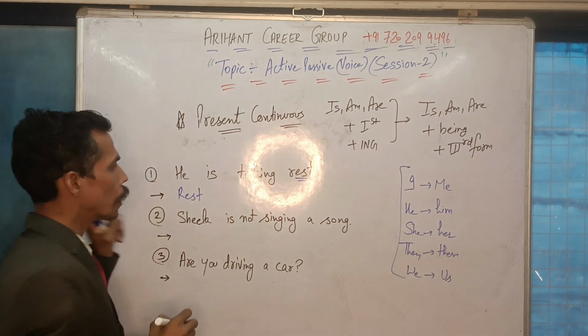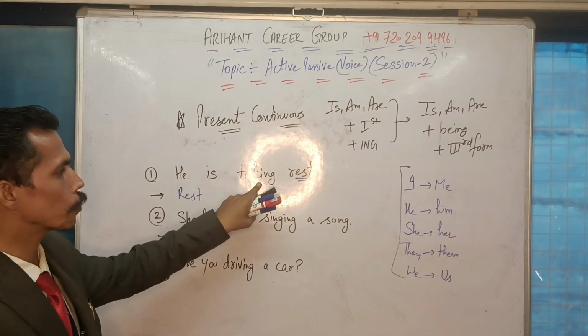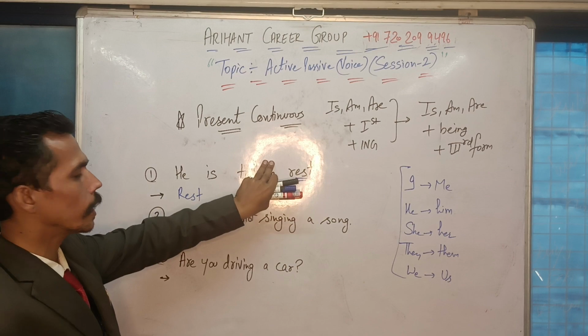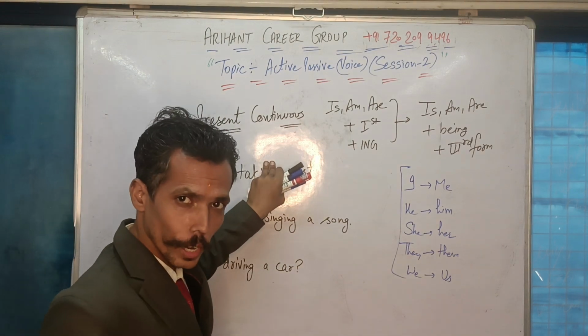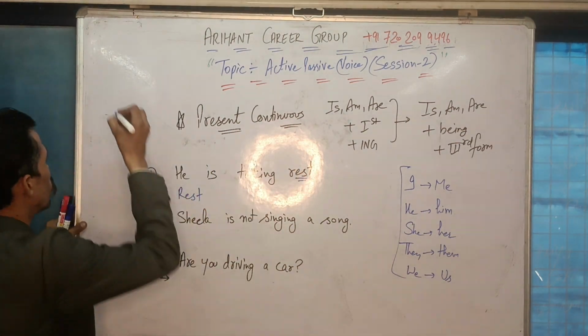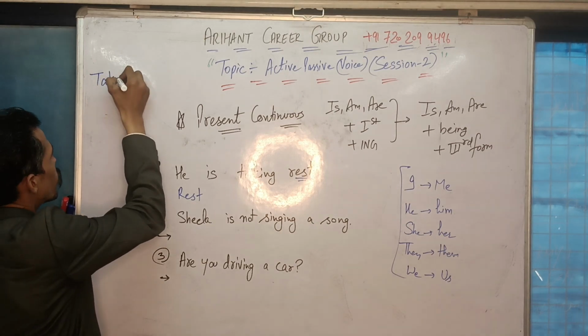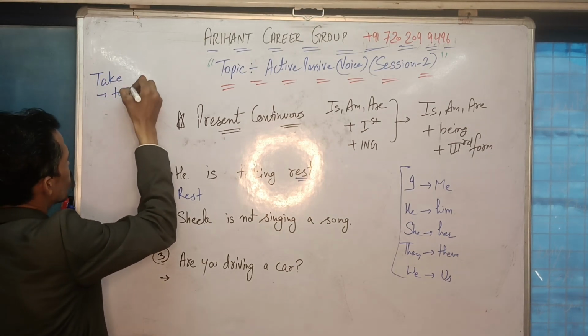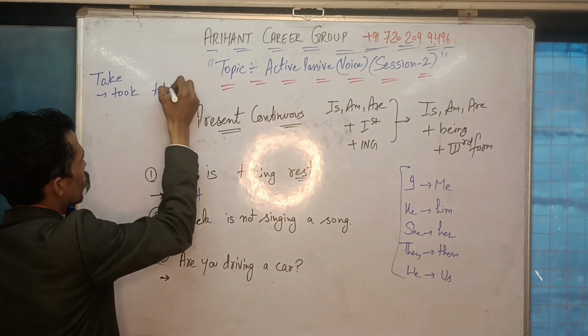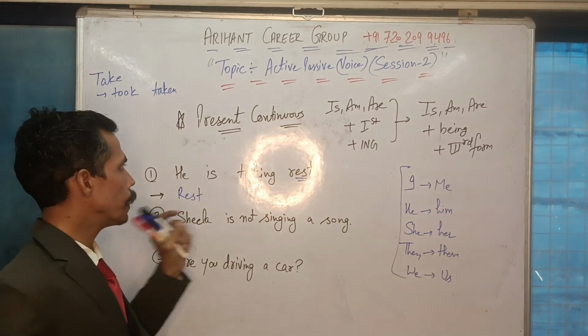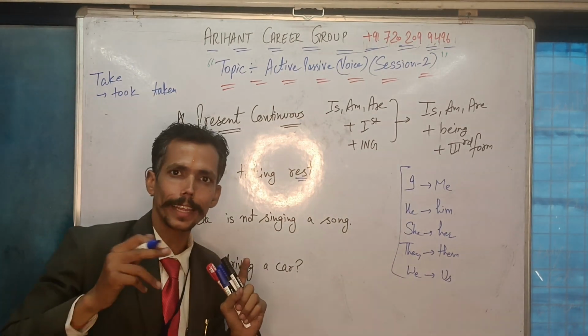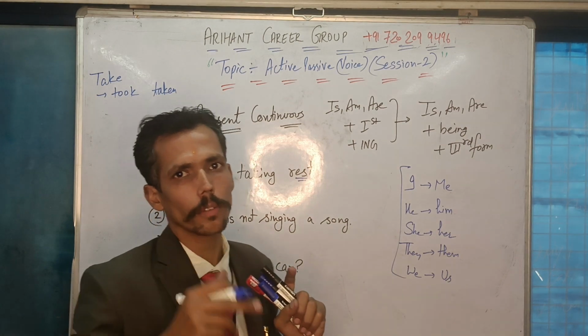If I look into this tense, this is is/am/are plus first verb plus ing. If I do not look into ing, then I come to know that it is take, took, taken. Am I right? Please note down the verb: take, took, taken. So when I read this word taking, that means ing is given. Ing will be converted into being.